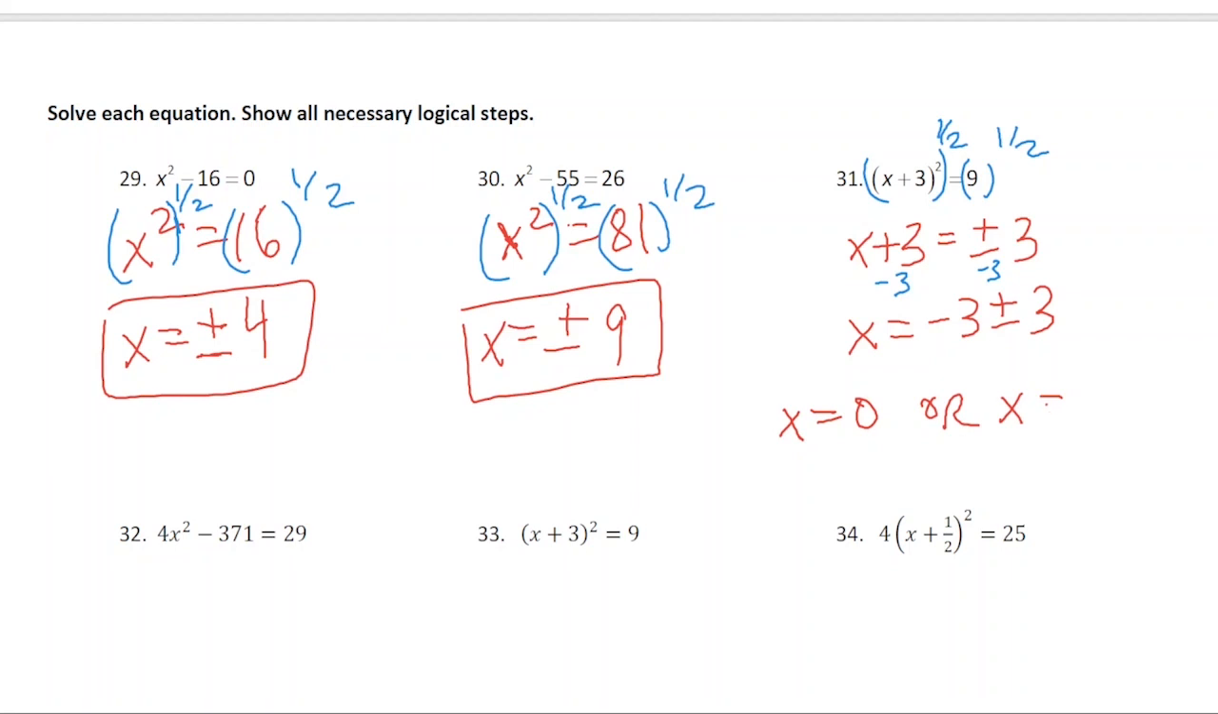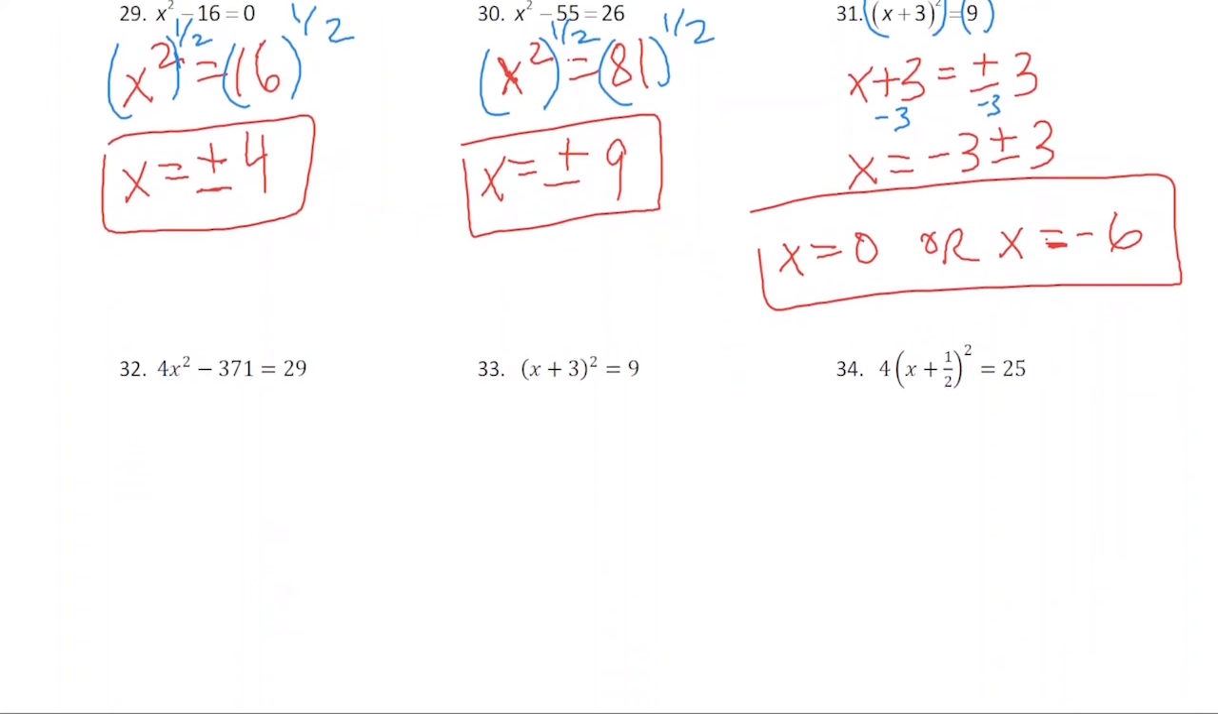Doesn't want to write for me. What happened? Hello? All right, there we go. I'm not sure what happened there. So negative 6 minus 3 would be negative 6. What did I say? Negative 3 minus 3 would be negative 6.